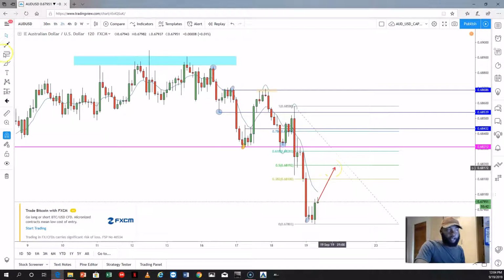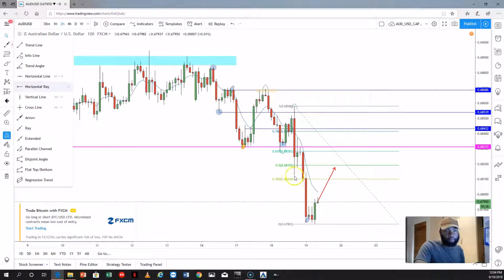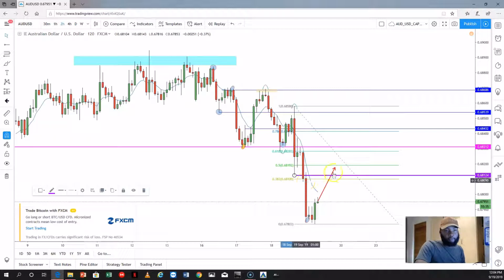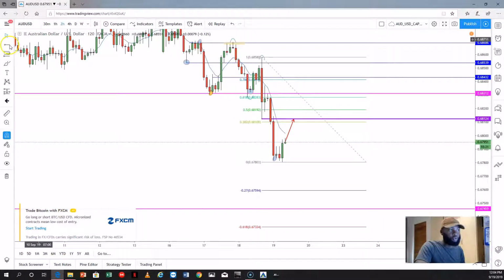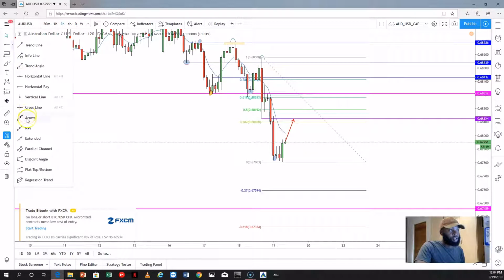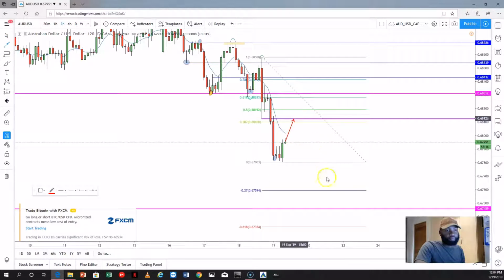So I'm expecting price to come back here, just above the 38.2. Maybe they'll leave a spike here, and then they'll drop further down to create new lows, and possibly beyond and come even lower.